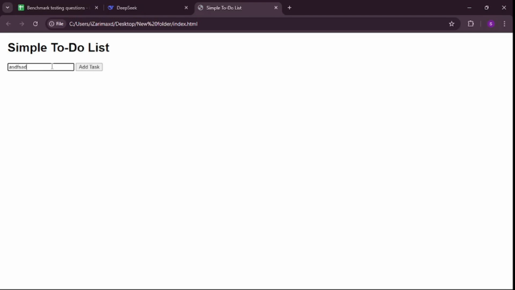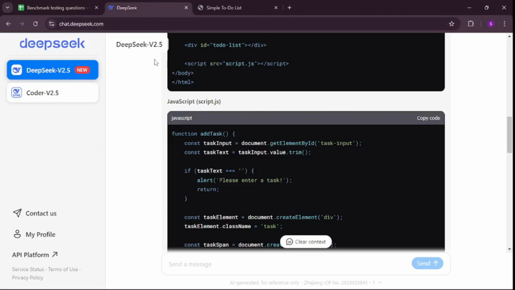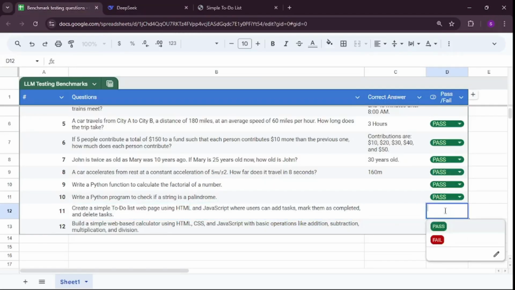So I'm just going to say whatever, add a task. Can we mark it complete? Yes, we can. Can we delete it? Yes, we can. And yep, it is actually working. Although the styles are not that good because our focus was not on styling, but rather on the functionality. And DeepSeek just outperformed all of the models out there, because most of the models that I've tested have given errors in the first iteration at least. So let's just mark this as a pass.